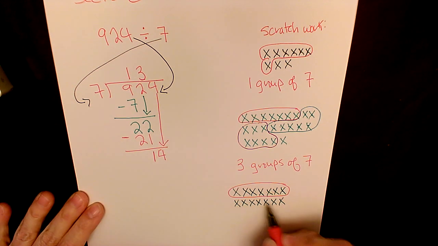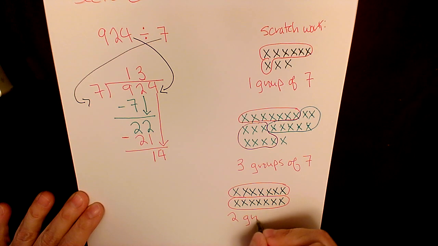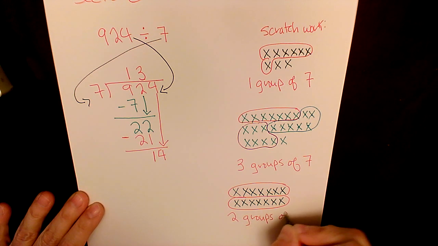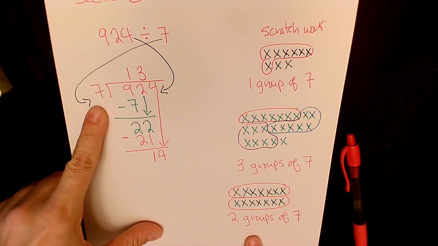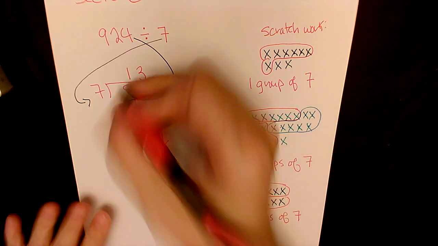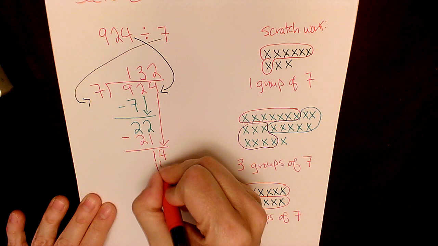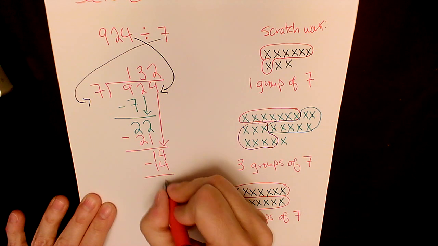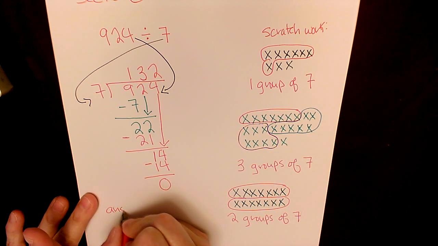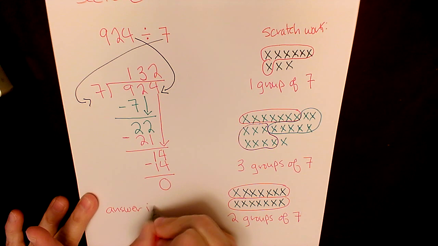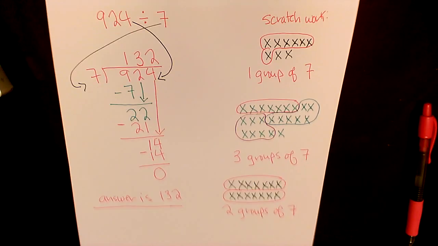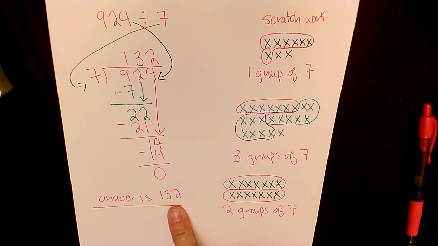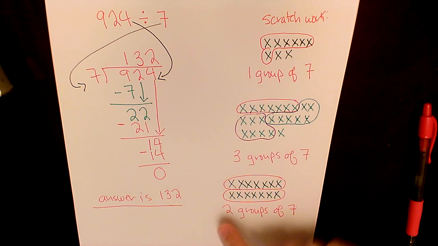1, 2, 3, 4, 5, 6. Ooh, 7, yeah. So here I've got 2 groups with nothing left over. So 2 groups. I got nothing left over. So 7 times 2 is 14. And when I subtract down, I have nothing left over. So my answer is 132. 132, 1, 3, 2.